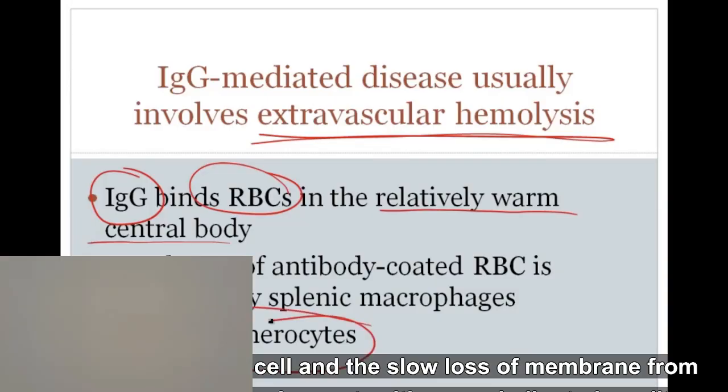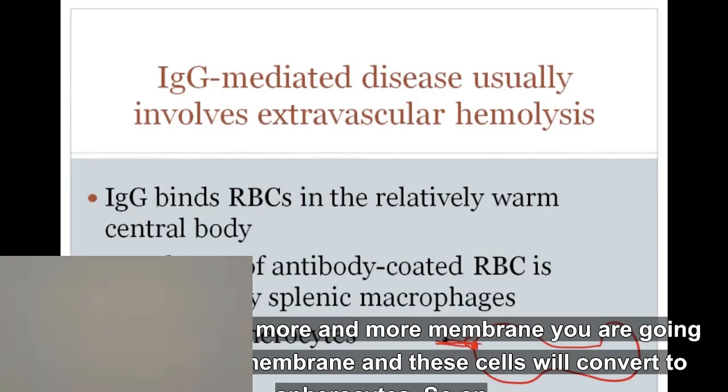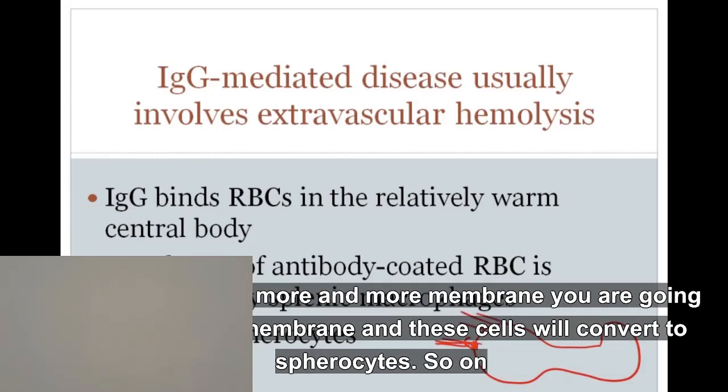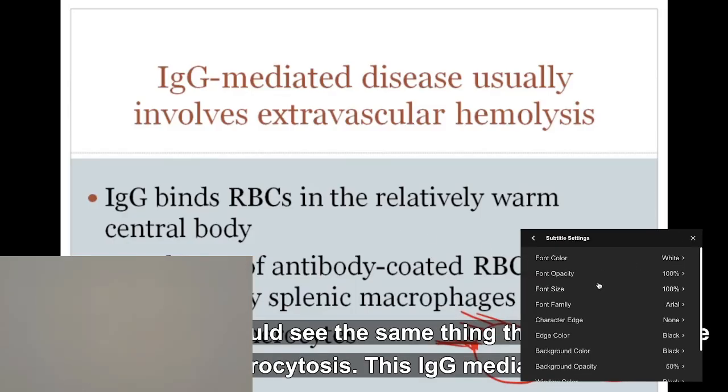It's very similar to hereditary spherocytosis. If this is the red blood cell, and you slowly pick off a little bit of membrane using an antibody, then as you take away more and more membrane, you're going to lose excess membrane, and these cells will convert to spherocytes. So on blood smear, you would see the same thing that you would see in hereditary spherocytosis.